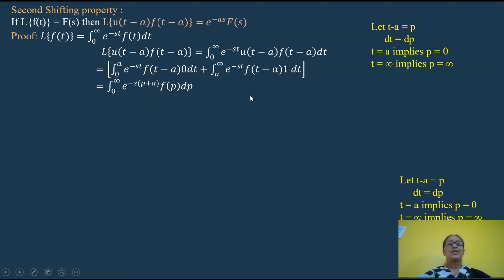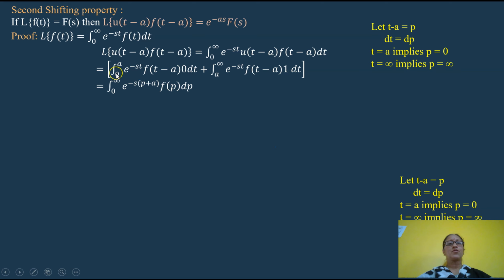Now the first integral becomes 0, so we integrate the second one. But before integration, we have to make one substitution. Let t minus a equal p. Then differentiating on both sides, we get dt equal to dp. Then we have to convert the limits too. When t equals a, p becomes 0. When t equals infinity, p also becomes infinity.